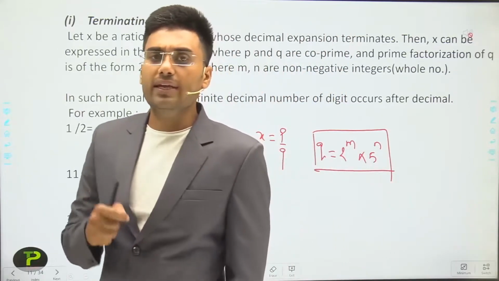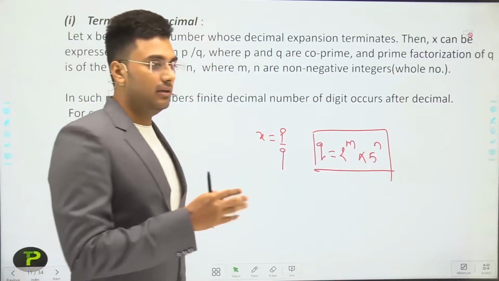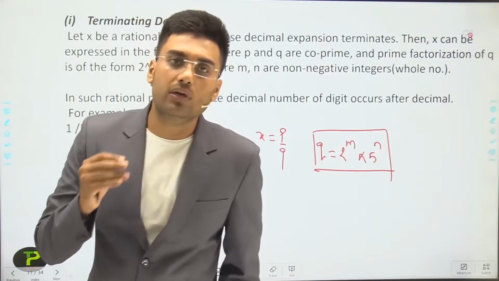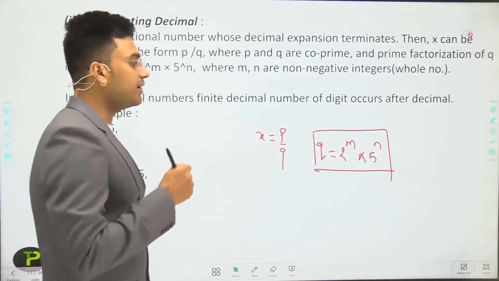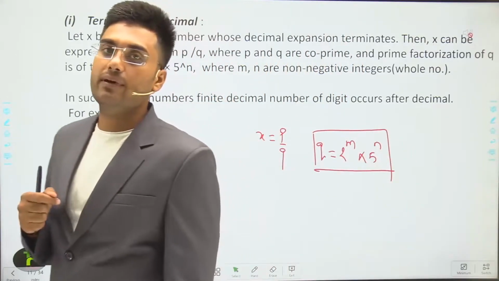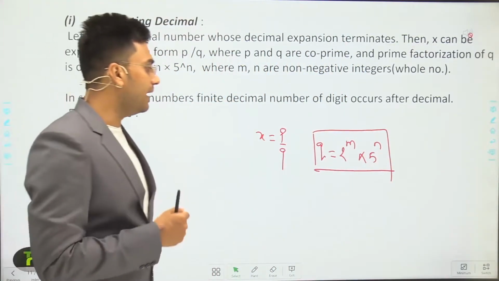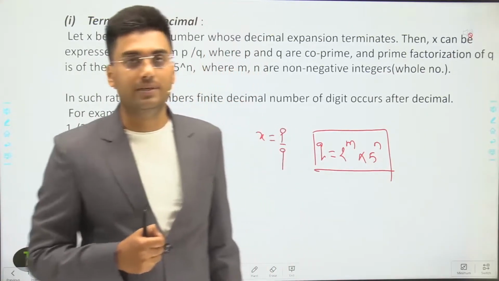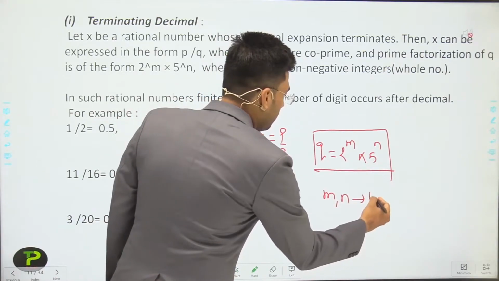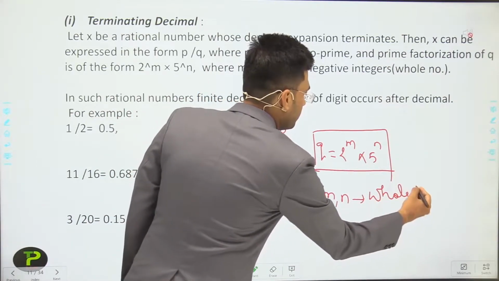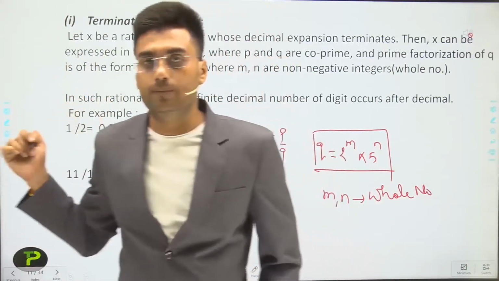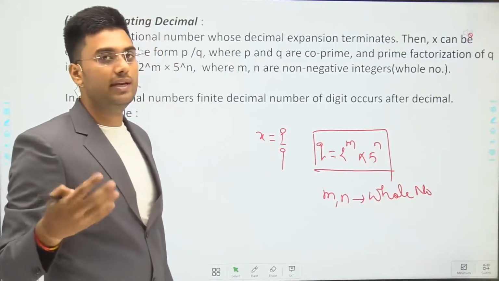So we can check whether a number is a terminating or non-terminating rational number without the long division method, just by checking the prime factorization of the denominator, that is q. It should be in the form of 2 power m multiplied by 5 power n. M and n are whole numbers. Whole numbers means 0, 1, 2, 3, 4, 5 and so on. It can be 0, it can be 1, 2, 3 and so on.